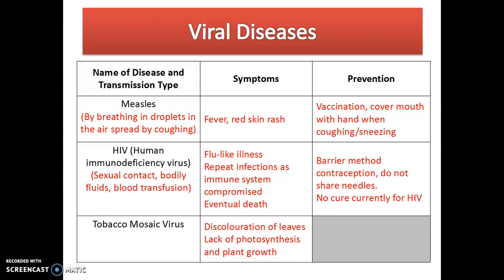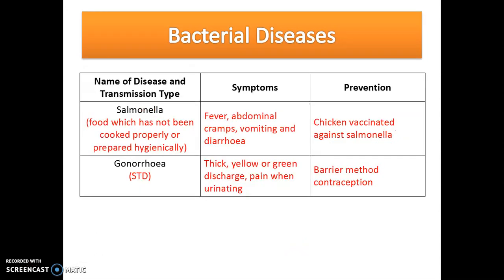Tobacco mosaic virus, this is a plant virus. The symptoms are discoloration of leaves, lack of photosynthesis and poor plant growth. So next, please pause this video. This is bacterial disease. I'll give you a couple of seconds to write this down. If you didn't get it, please pause this video to copy all this down.